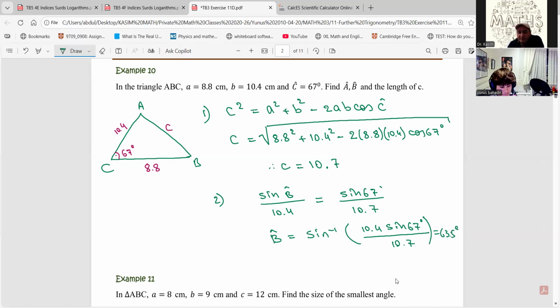63.5 degrees. Now if you can find angle A, then angle A is equal to 180 minus 67 minus 63.5. What is it? 49.5. 49.5 degrees.